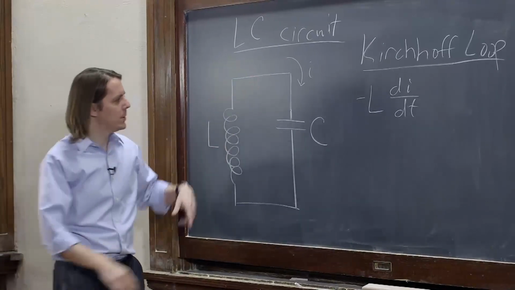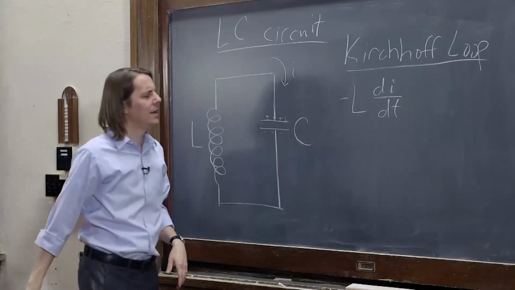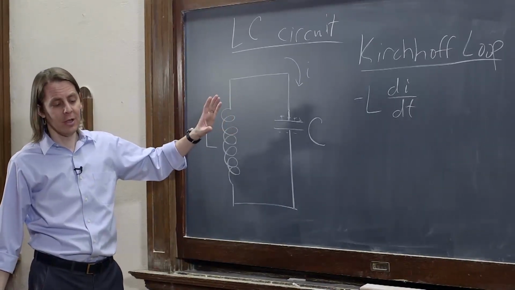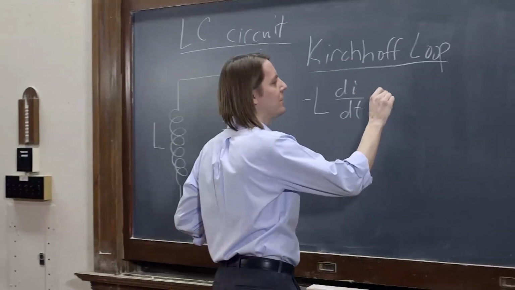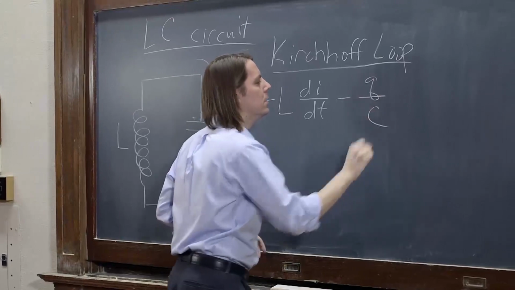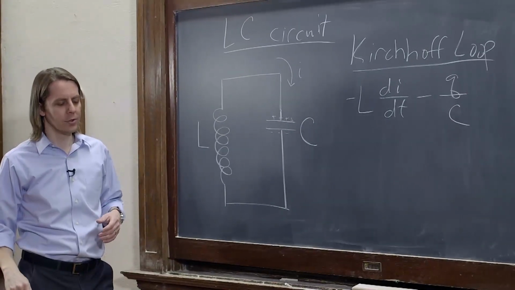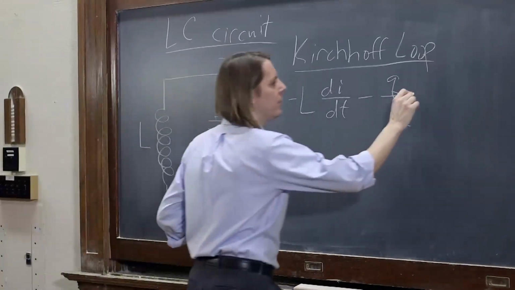And then here, current flows this way. Here's the positive plates. Here's the negative plates. And the drop across the capacitor doesn't depend on the current. It depends on the charge that is built up on the plates. So that's minus Q over C. So now I'm using little i for current, little q for charge. And we've gone all the way around the loop. So those are equal to 0.